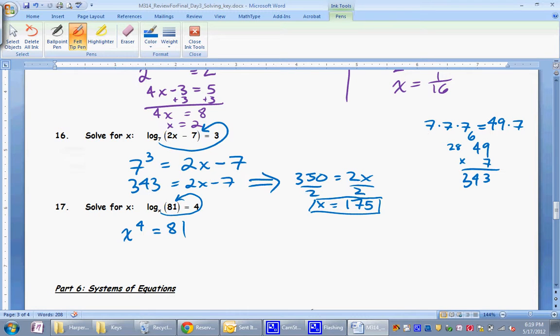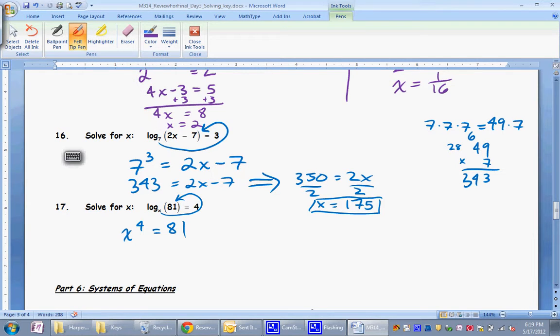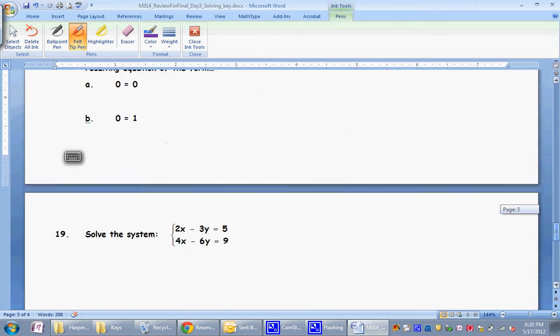Now, we haven't done this anywhere on this review worksheet, but it's something you know how to do. You undo a 4th power by taking a 4th root. Just like a square is undone with a square root, just like a cube is undone with a cube root, a power of 4 is undone by a 4th root. And it's going to be x equals, you could either do this in your calculator, or you can remember that if 81 is 3 to the 4th, then the 4th root of 3 to the 4th is just 3. And there's number 17.